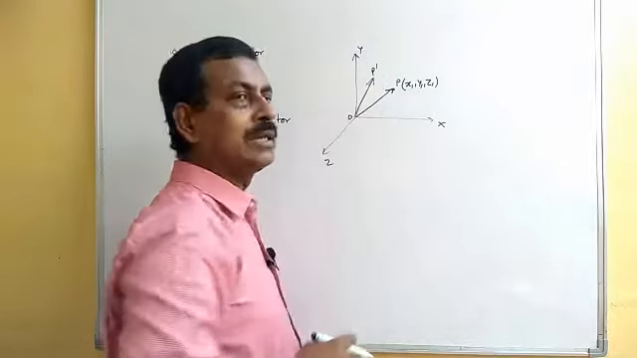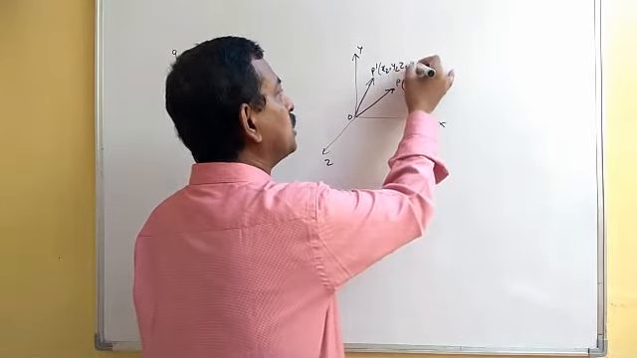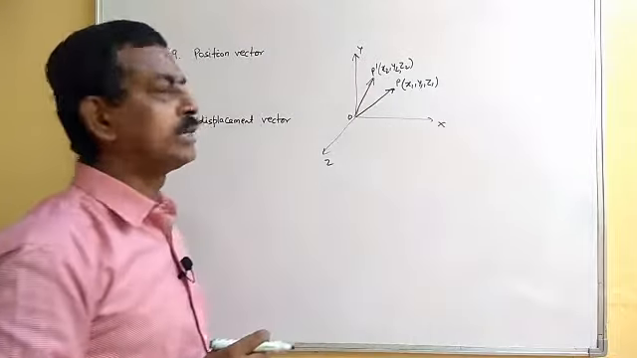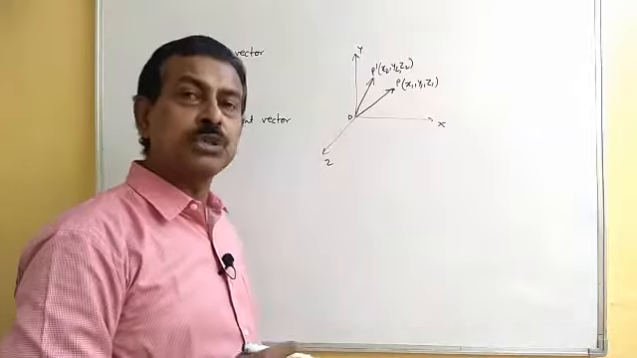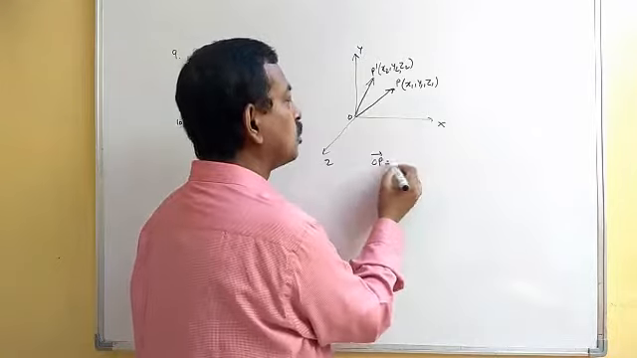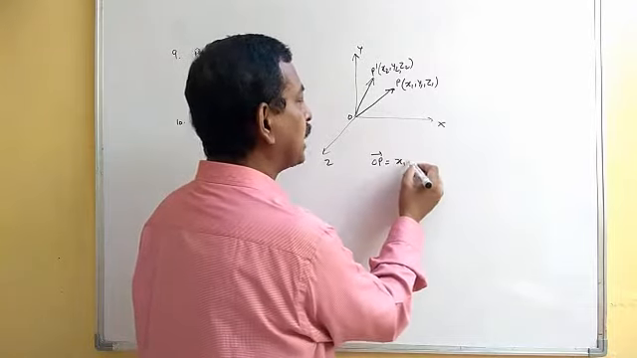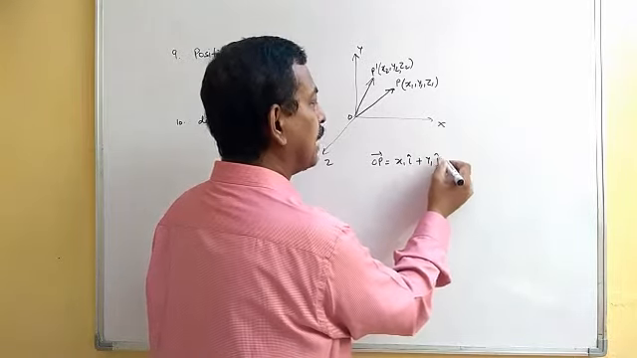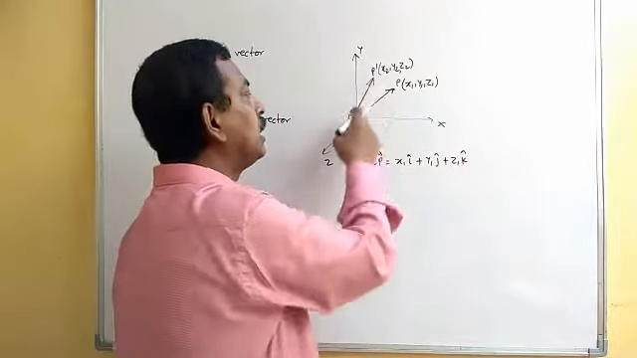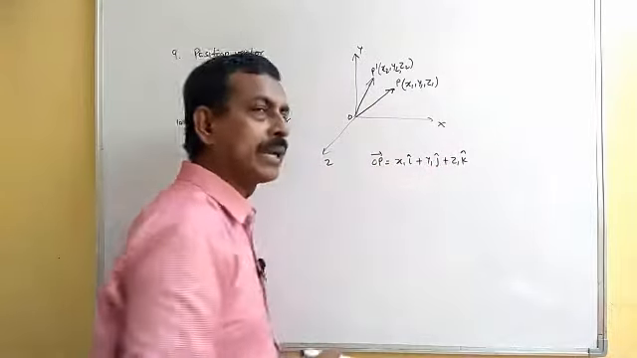Suppose it is at this position at instant T dash, and here the coordinates are, say, x2, y2, z2. So this particular vector will represent your position vector. Of course, if you represent the position vector of the particle in Cartesian coordinates, we can write it as x1 i cap, y1 j cap, z1 k cap. Similarly, OP dash will be x2 i cap, y2 j cap, z2 k cap.